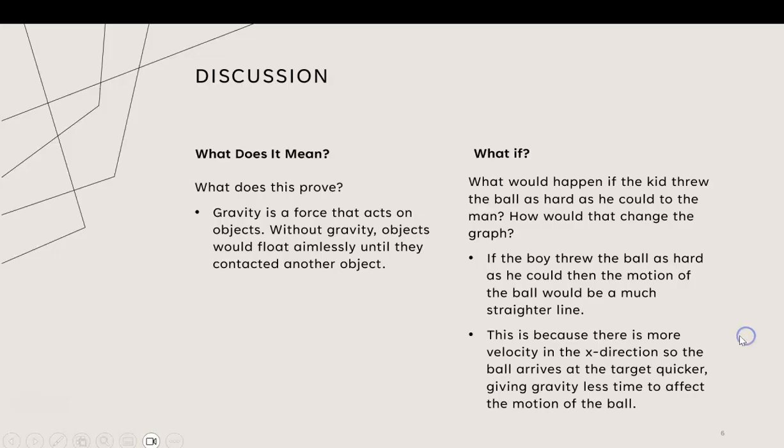But yeah, so what does this prove? This proves that gravity is a force that acts on objects. Without gravity, objects would just float aimlessly until they contacted another object and changed direction.